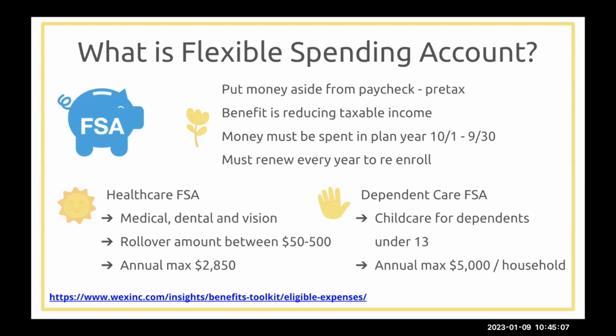Dependent care. This is used for childcare expenses for your dependents under age 13. The annual maximum that you can use for this is $5,000 per household. So if you and your spouse both have options to this, you are not eligible to go over the $5,000 per household. And with this, no rollover is allowed. Absolutely none. So you want to make sure it is very specific to what you use.